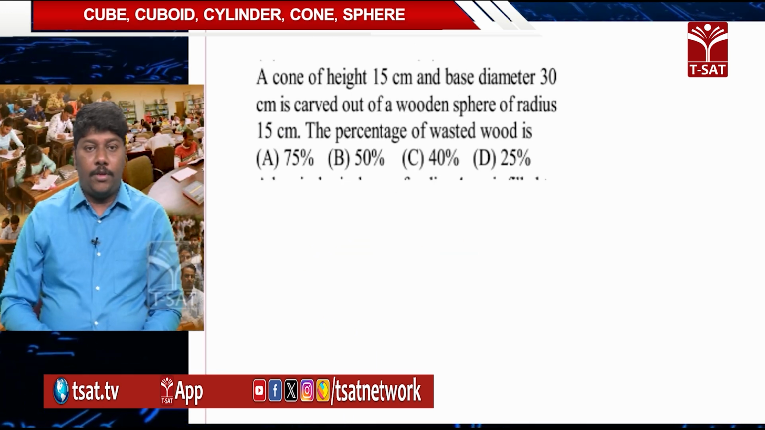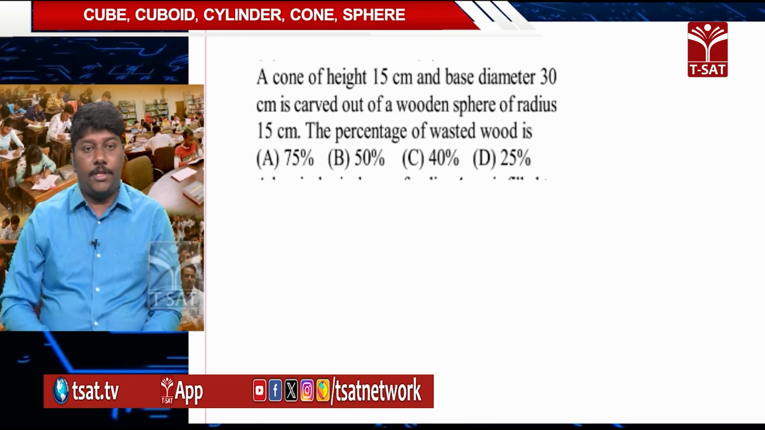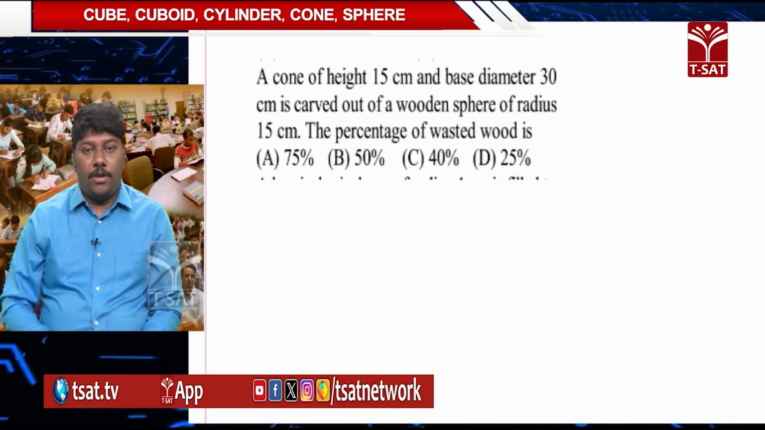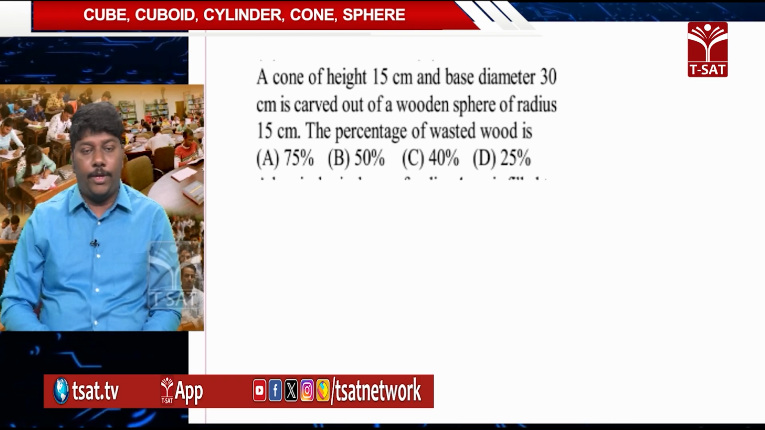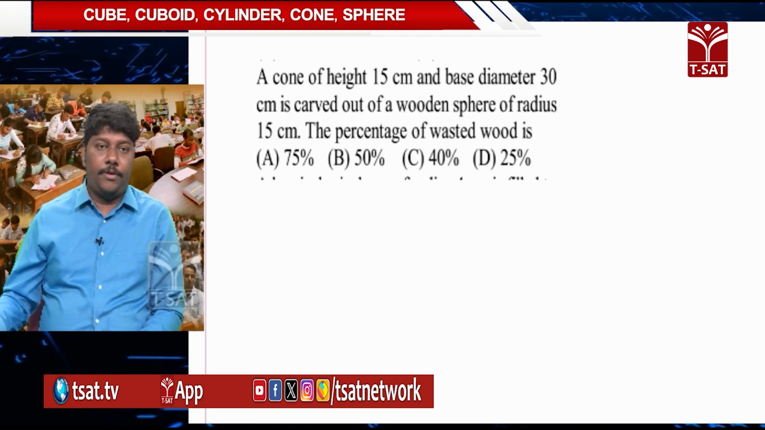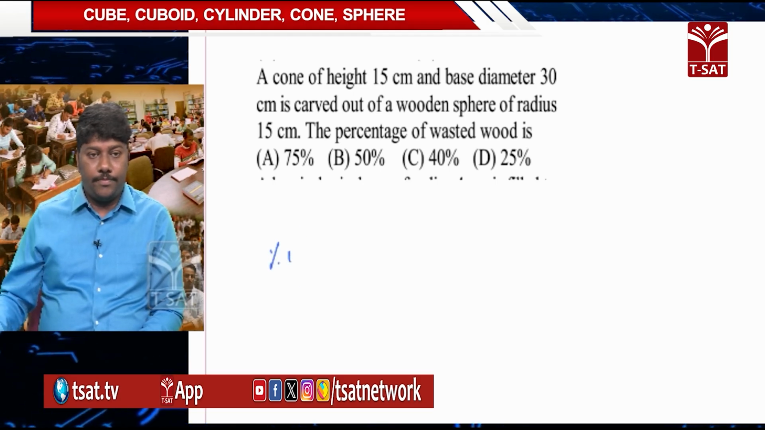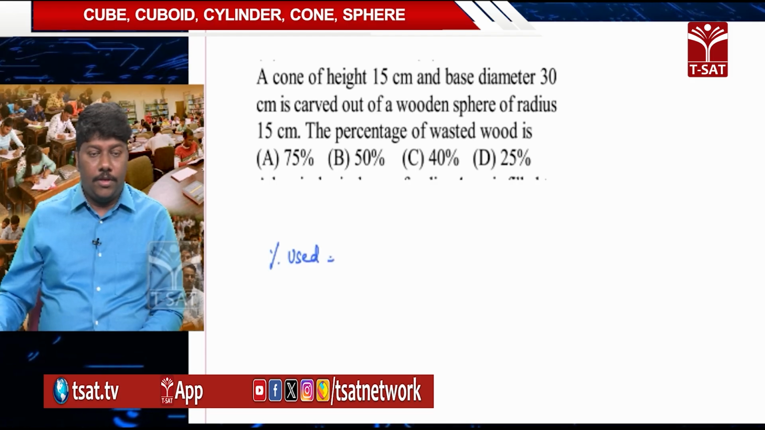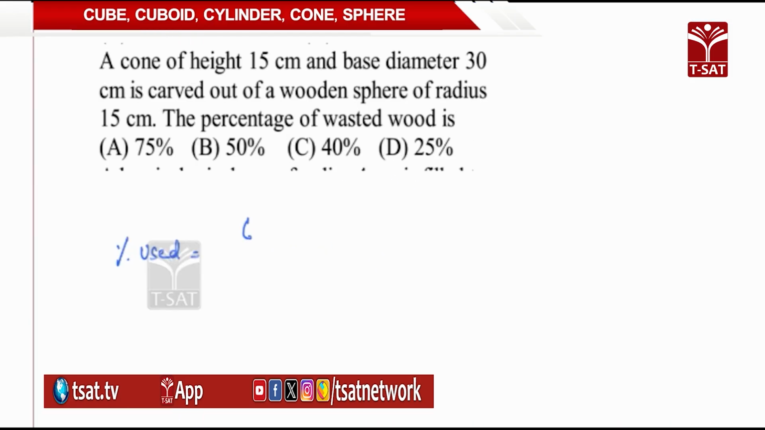Look at the next one. A cone of height 15 centimeters and base diameter 30 centimeter is carved out of a wooden sphere of radius 15 centimeters. The percentage of wasted wood is. First of all, find out the percentage used, as we found it in the case of a rectangular block of wood. So here is also percentage used. You are carving it out of a sphere. Therefore, first you are carving a cone. Therefore, volume of cone comes in the numerator. Volume of sphere comes in the denominator into 100.